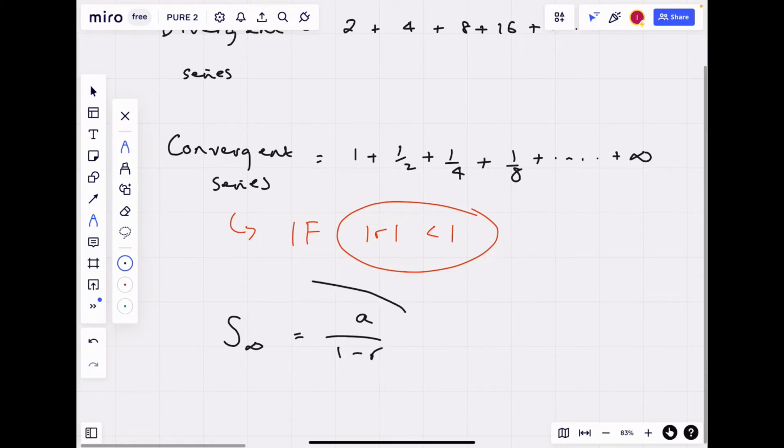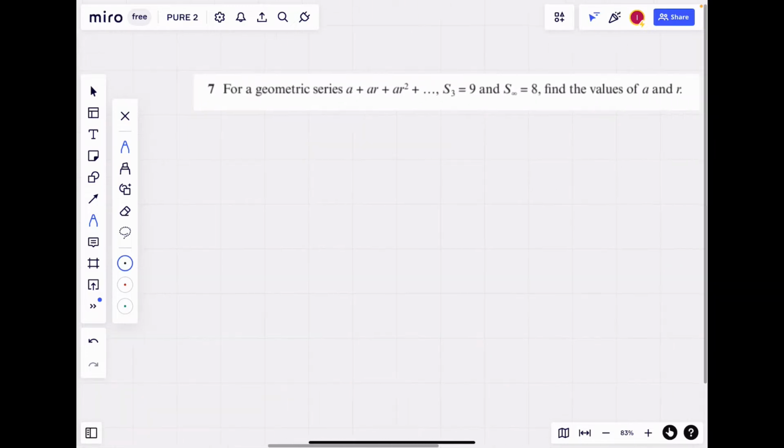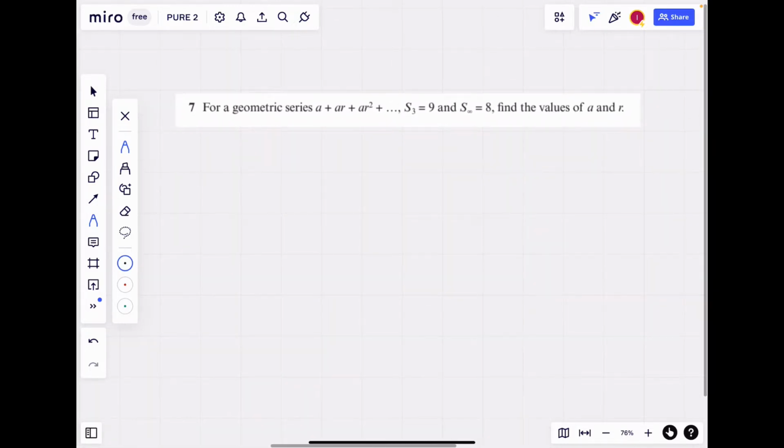That's it. Okay? And this works for a convergent geometric series. If you have a question involving sum to infinity, most likely it's going to be a convergent series anyway. But just make sure that it is one before you use it. Cool. Let's have a look at this question.